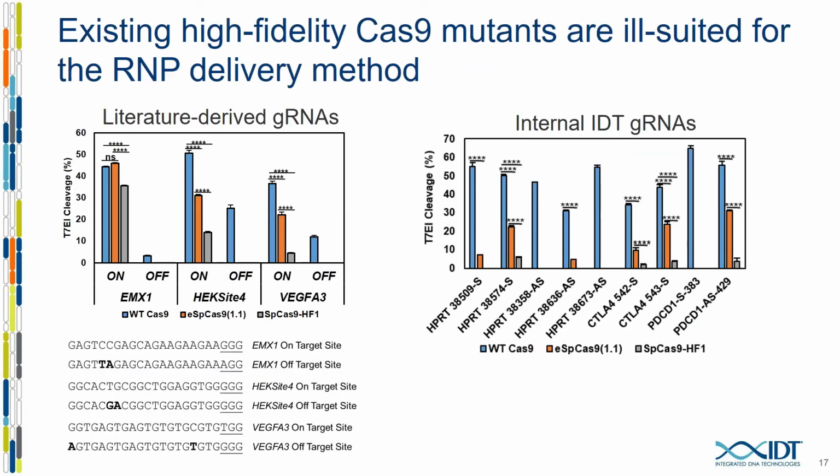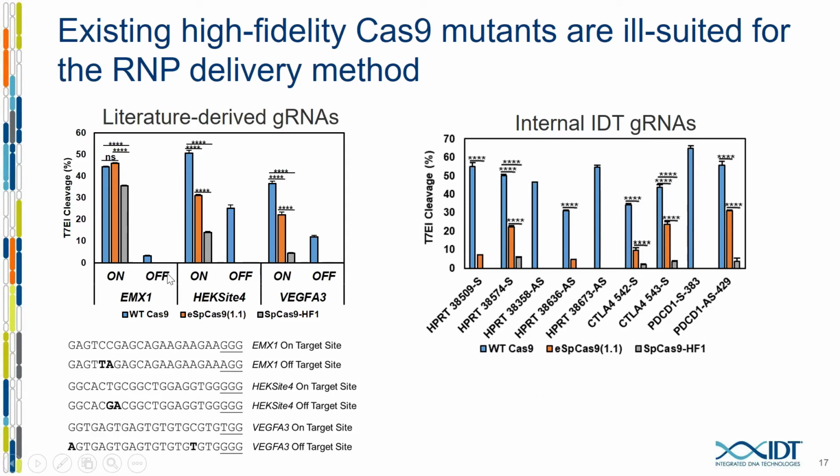And we had set out at IDT to test these mutants because we knew off-target editing was a problem, make them in the context of our Cas9 and test for off-target cleavage as well as on-target cleavage with RNP delivery, with the intent of finding the best and hopefully licensing and commercializing it. And we started by testing some of the guides that are frequently looked at in the literature, the EMX1, HEK site 4, and VEGF-A3 guides, and we looked at both on and off-target cleavage for both.